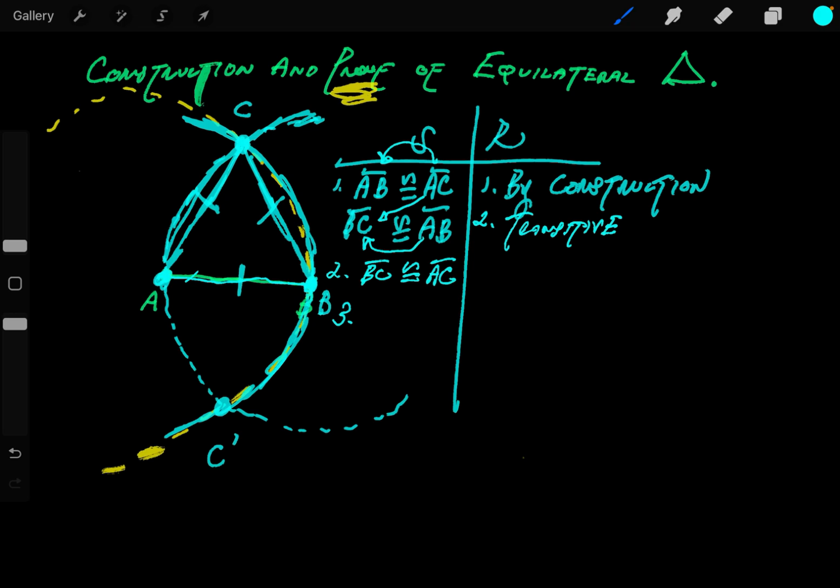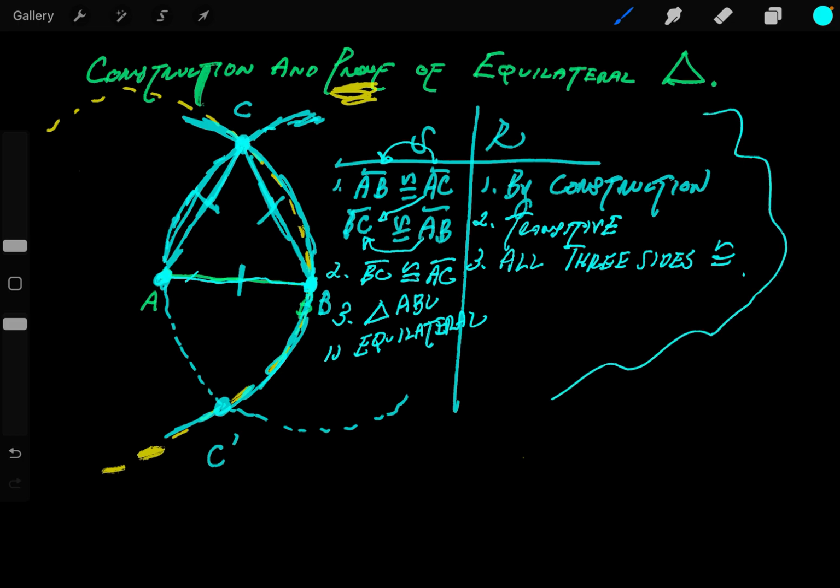And then three is that triangle ABC is equilateral. That's because of the definition of an equilateral triangle, or you could say all three sides congruent. And you're done. It's a simple idea, but just know how to construct an equilateral triangle, and this is the general idea behind a proof of the equilateral triangle.